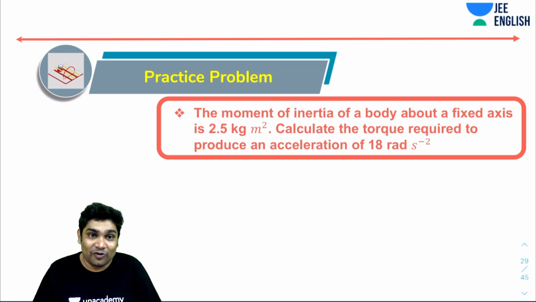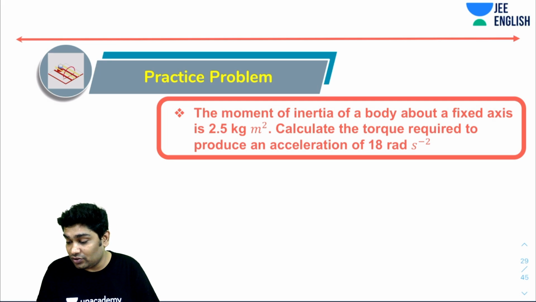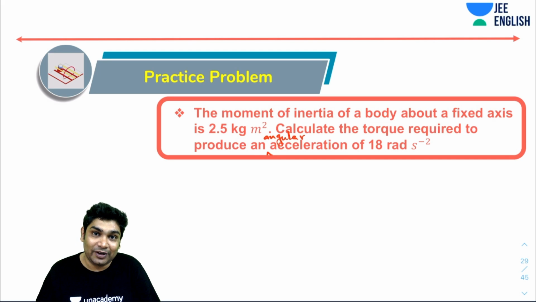Okay, how about we go about this? The moment of inertia of a body about a fixed axis is given to you, which is 2.5 kg m². You have to calculate the torque which can produce an angular acceleration of 18 radian per second square. To produce this kind of alpha, what is the torque that will be required? This is very straightforward. This is direct formula based.